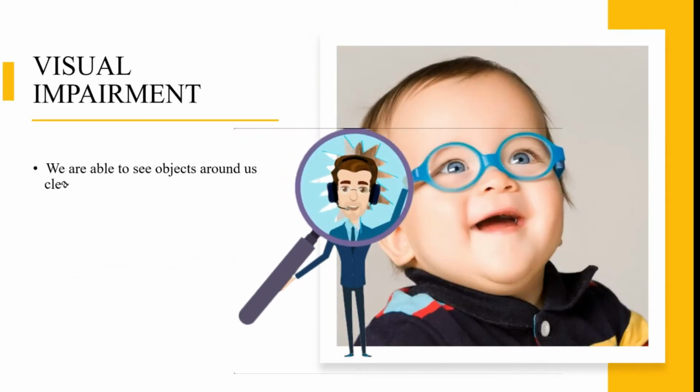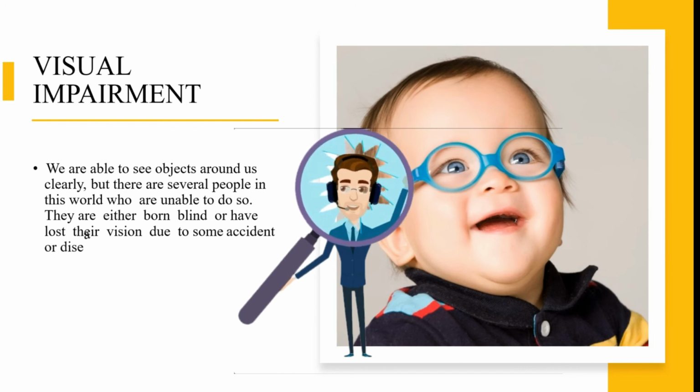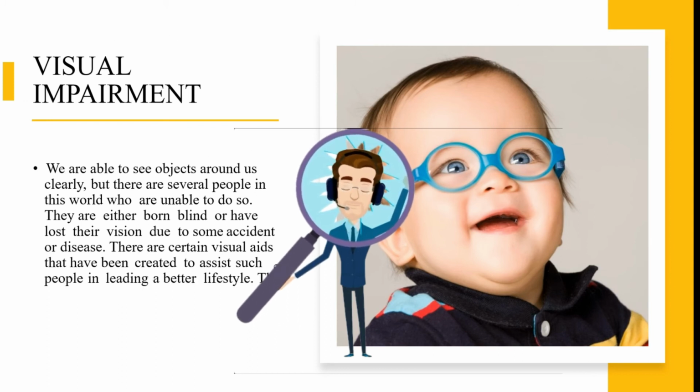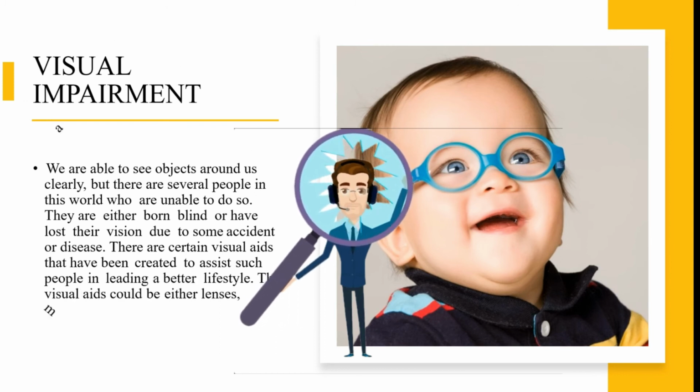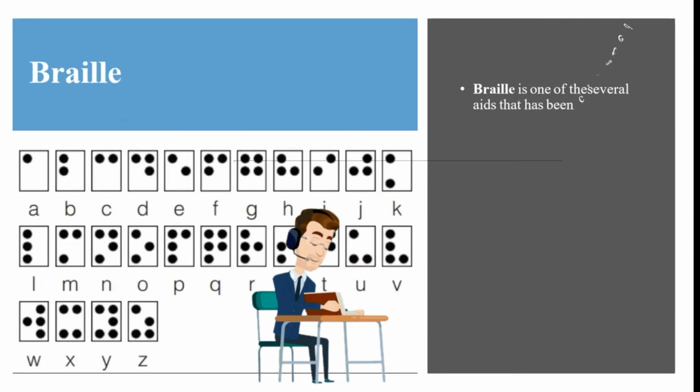Visual impairment. We are able to see objects around us clearly, but there are several people in this world who are unable to do so. They are either born blind or have lost their vision due to some accident or disease. There are certain visual aids that have been created to assist such people in leading a better lifestyle. The visual aids could be either lenses, magnifying glasses, audio aids or aids that include use of the sense of touch. Braille is one of the several aids that has been created for visually impaired people.